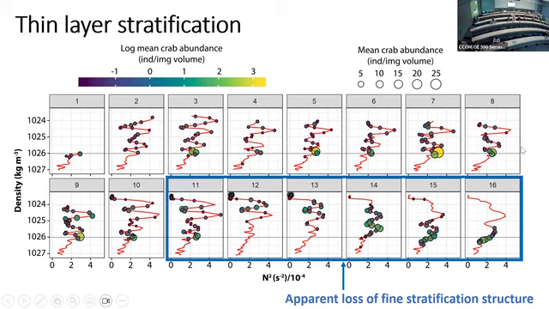And so in pressure space, you see this oscillation, and in density space, they're tracking this isopycnal. So they're sitting on this high frequency internal wave. Another really interesting thing is that you can see that the maximum crab abundance, this thin layer occurrence, is sitting on top of a local peak in buoyancy frequency.